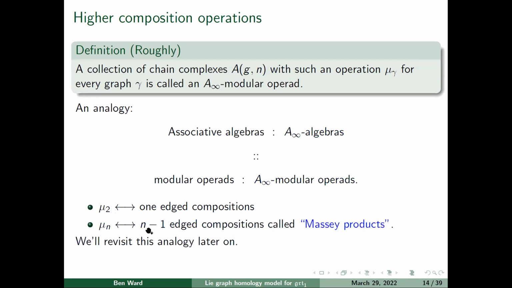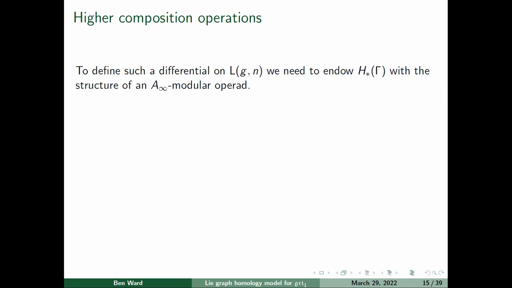Okay, so let me call these mu n's. I'll use the terminology Massey product. And I'll revisit this analogy, if there's time. So with that, at least I've rephrased the problem. I wanted to define this differential on LGN, which depended on contracting graphs. And now at least what I can say is that if I can endow this collection of graphs, over all GN, a collection of graded vector spaces, with the structure of A infinity modular operad, then I'll know how to do that. So it's just rephrasing the problem.